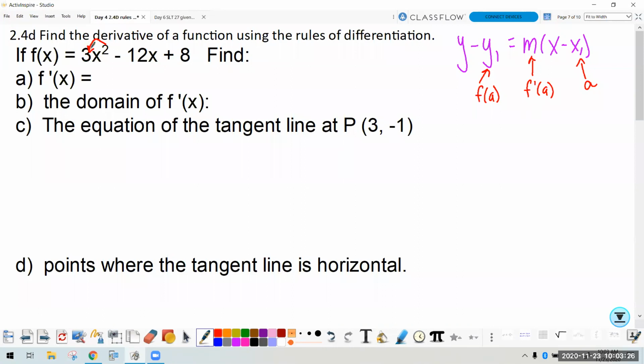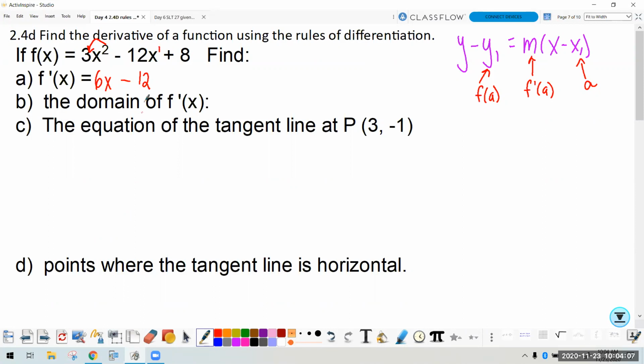2 comes down. We get 6x to the first, minus, because it's a subtraction. And then 12x to the first: you can either think of 12x as the linear part of the equation and just take the slope, or you can do the power rule. 1 times 12 is 12. 1 minus 1 is 0, so that x goes away. There is no variable left there. And then 8 is a constant, and the derivative of a constant is 0. So our derivative is 6x minus 12.